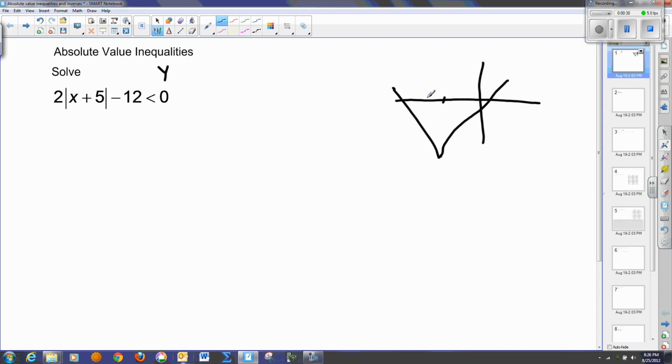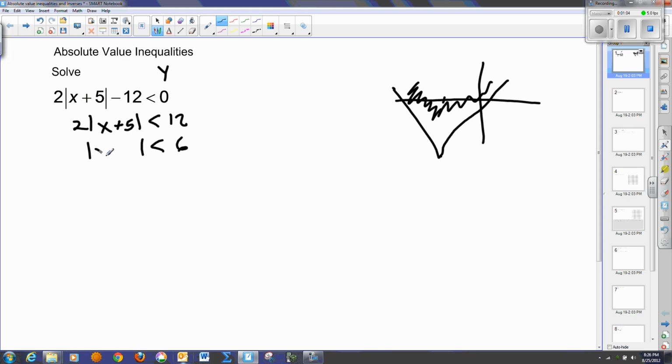I'd get -2 is less than 0, and I'd shade in this region here. Now, this tells me all the shaded region is part of the solution of this inequality. Keep that in mind as we go through. In order to solve absolute value inequalities, we have to isolate the absolute value first. So I will add 12. Then I'll divide by 2.